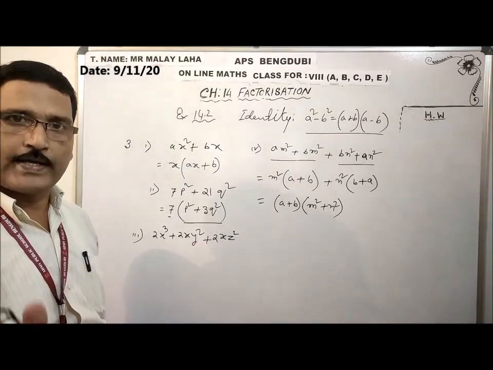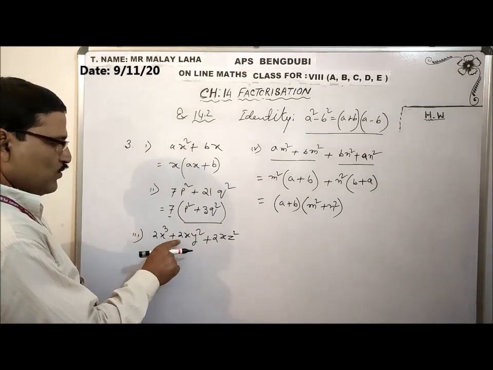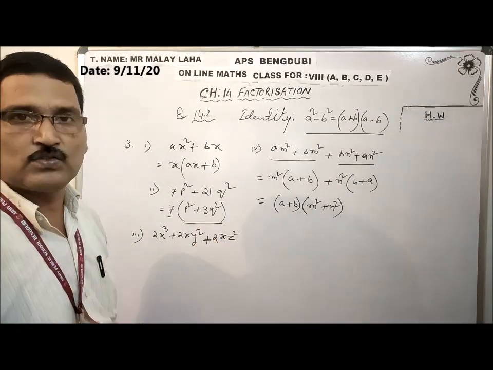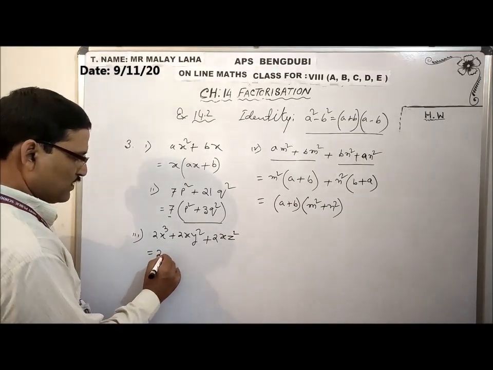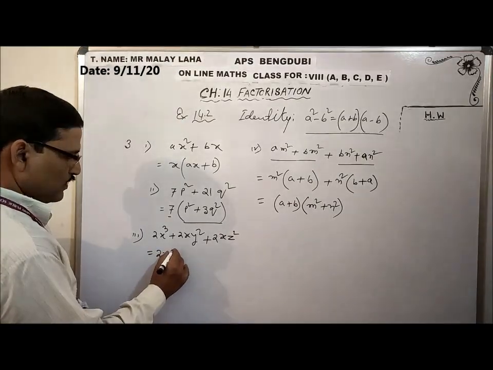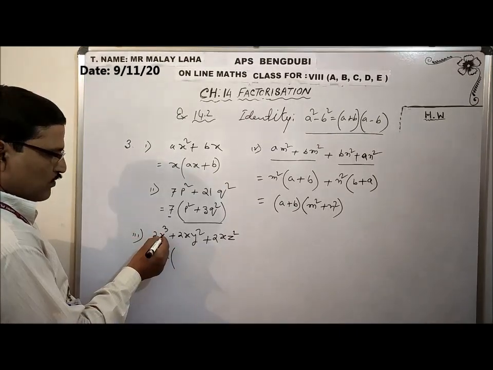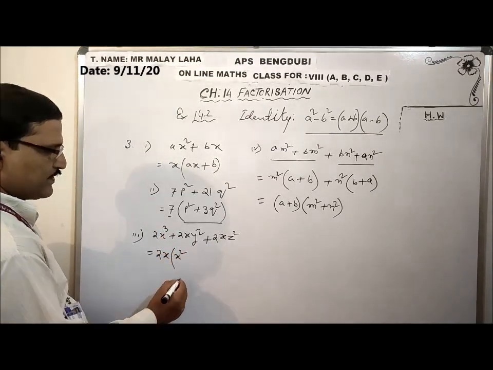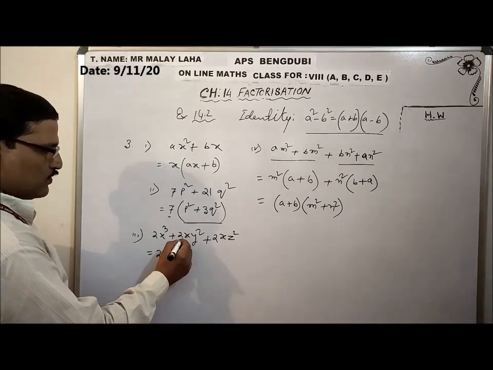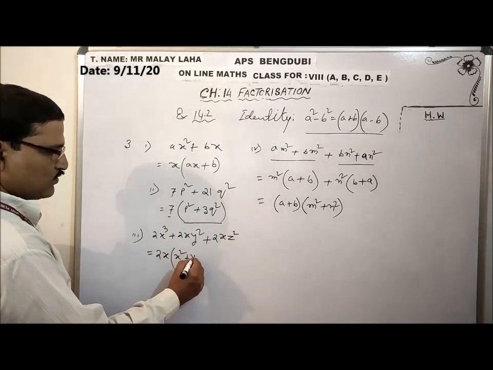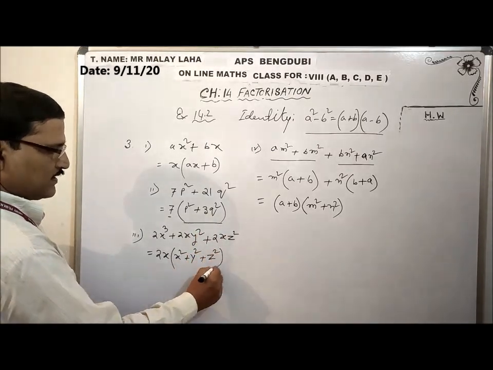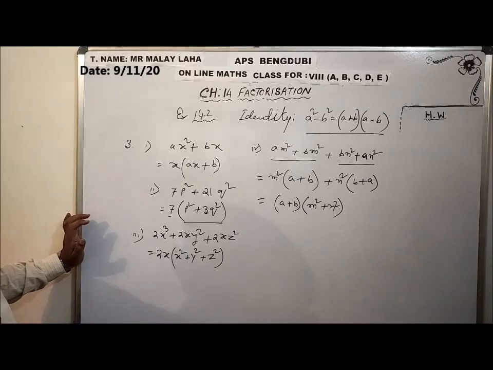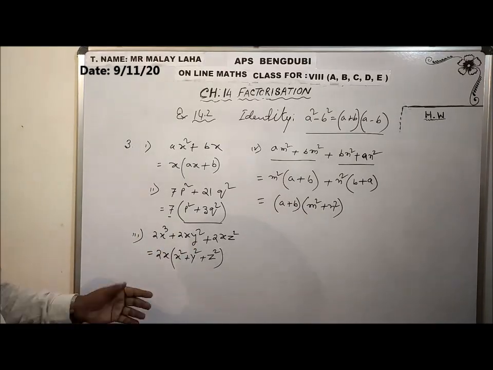So as a number, 2 I can take common, and x cube, x and x, so x is also common in all three terms. If I take 2x common, what is left out? 2x is out, x square is left out. Here 2x is out, plus y square is left out. Here 2x is out, then z square is there. So 2x times x square plus y square plus z square, this is the product form of this trinomial.